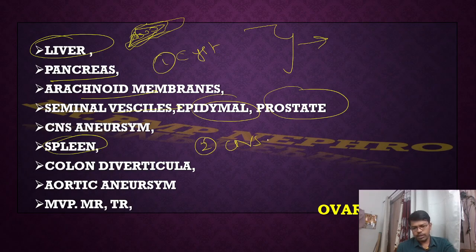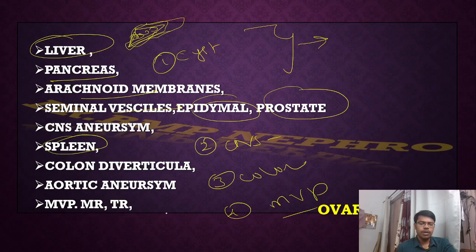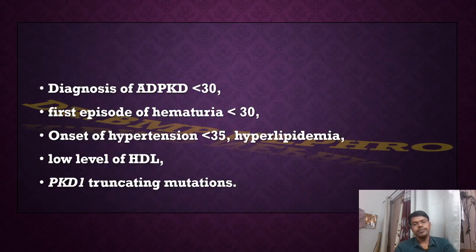Second, CNS aneurysm, perianeurysm is common. Colonic diverticula, aortic aneurysm, and mitral valve prolapse, which is the most common cardiac manifestation. These can happen because ciliary functions are involved. That is why cysts can happen in any other organ. CNS aneurysm. Okay. These are the important extrarenal manifestations. As told, the RCC incidence is similar to the general population. It is not increased.